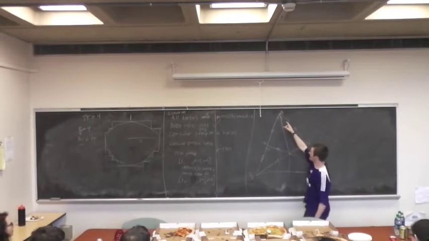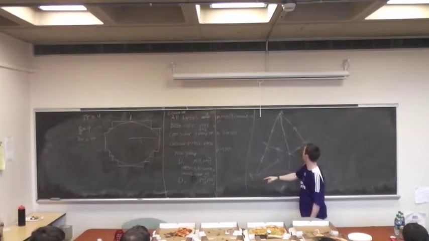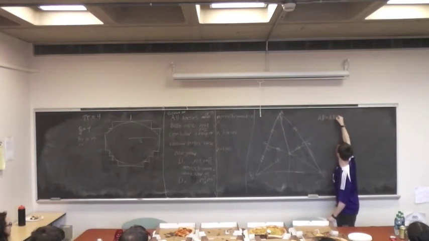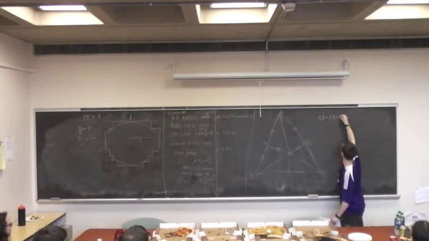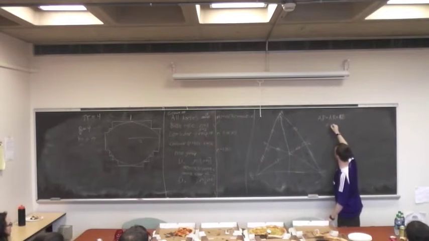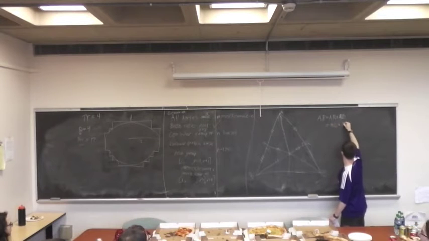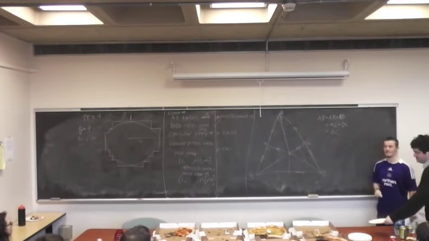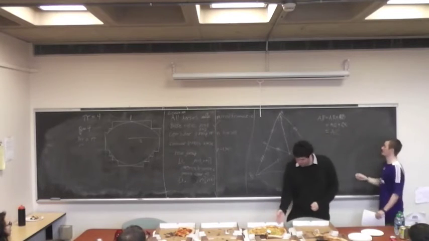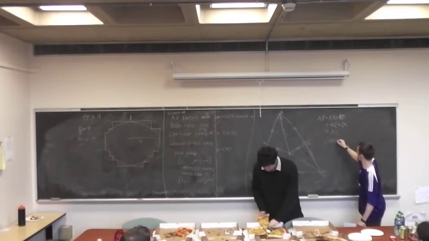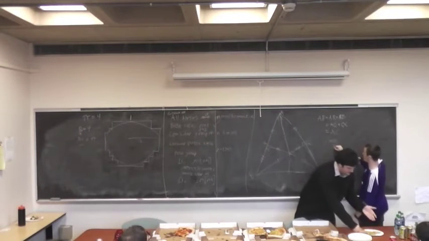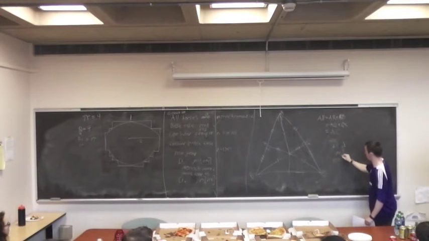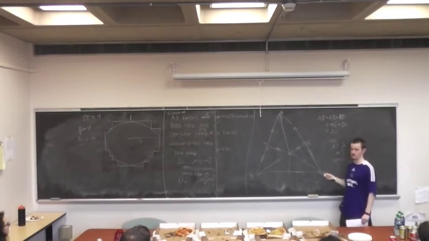What have we shown? AB, which is AR plus RB, equals AQ plus QC, which equals AC. The sides are actually the same length. And as a corollary, all triangles are equilateral, just by doing the same argument using C instead.